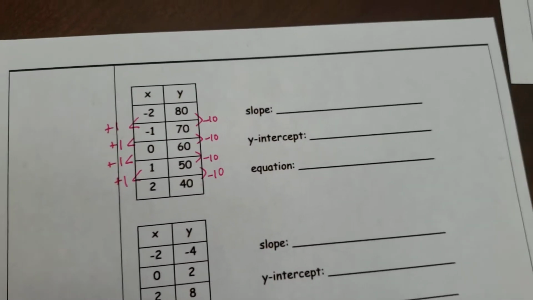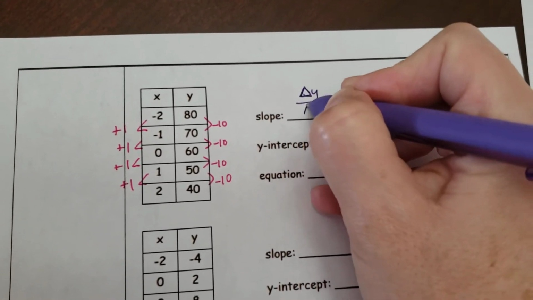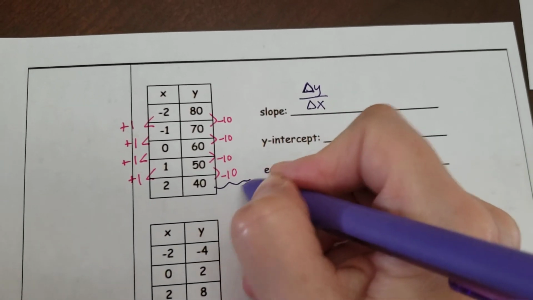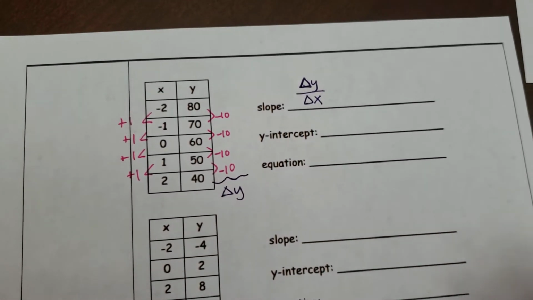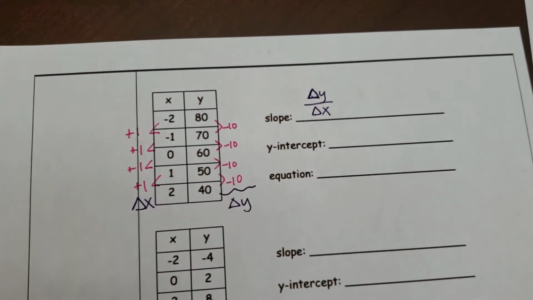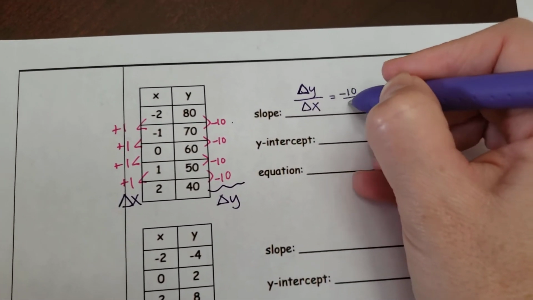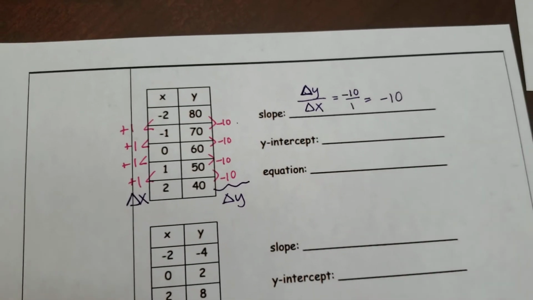And so your slope, again, is change in y, that's a triangle, over change in x. This over here is your change in y number, and it's all the same, so we know it's linear. Over here is your change in x number. You're just going to do the one over the other, so -10 over 1, which is just -10.